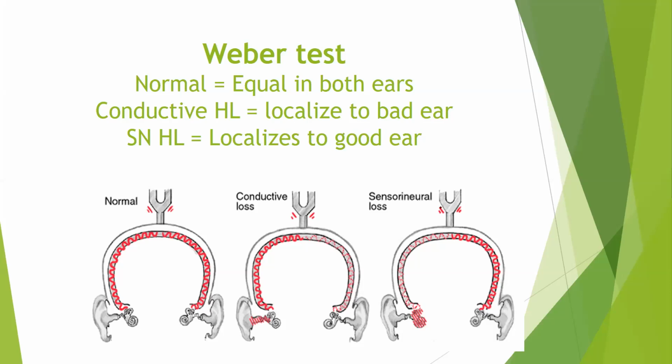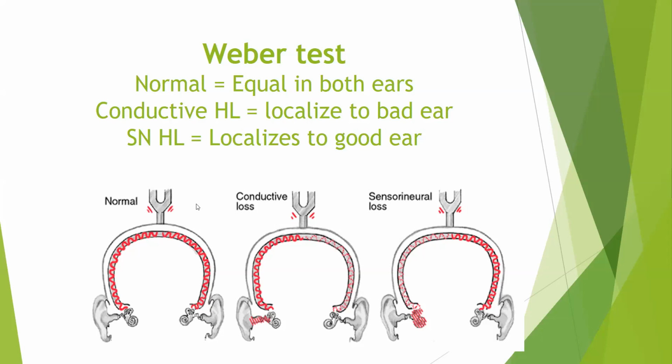So that doesn't give us a lot of information unless we utilize it together with the Rene test to really verify which type of hearing loss and which ear is affected by that hearing loss. Okay, so let's review kind of how these two tests work. So this is the Weber test. The Weber test tests for conductive and sensorineural hearing loss.